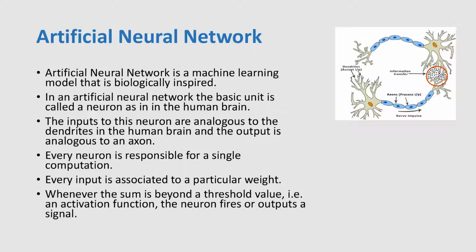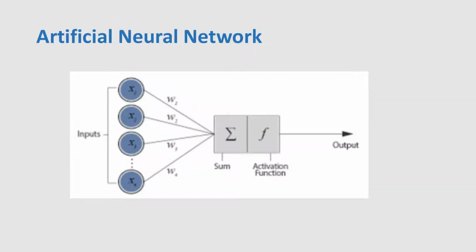A neuron specifically is responsible for a single computation. It's basically an addition of all these inputs that are coming in. Whenever this addition reaches a threshold value, it fires, and every input is associated to a particular weight. So this is our figure. So we have inputs coming in, and then there is our neuron which tries to calculate the sum, and whenever it reaches the threshold function, it is triggered.